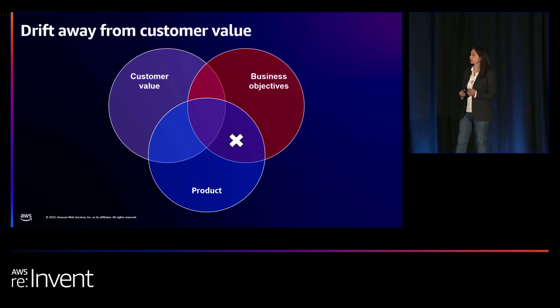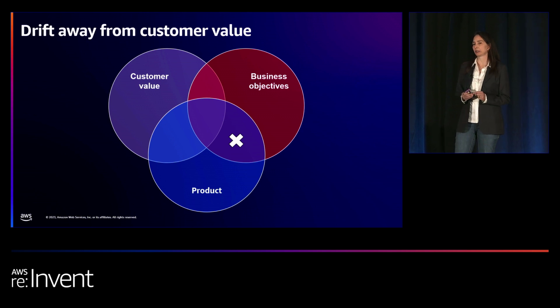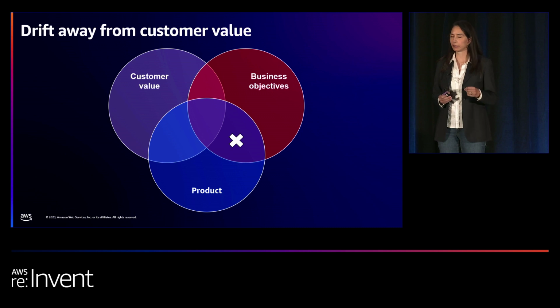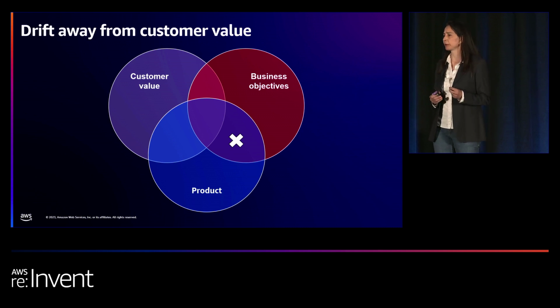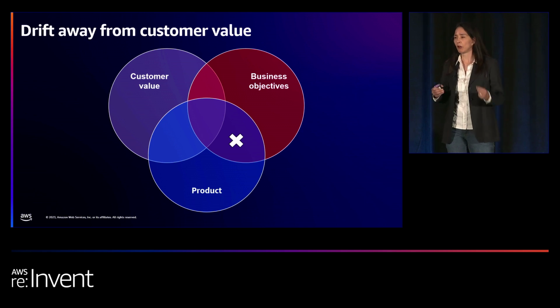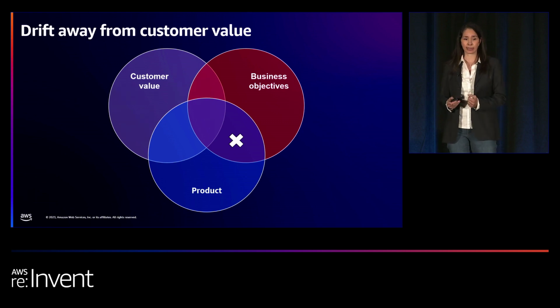Another example is the drift away from customer value. So this is something that is happening a lot right now. It happens because customer expectations change. With AI on the scene and everyone talking about it, customers expect a much better user experience and a much more intelligent product than they used to, and those expectations are changing rapidly. So your product that used to be in the sweet spot is now still delivering business objectives for a while, but the customers can quickly get dissatisfied with it.